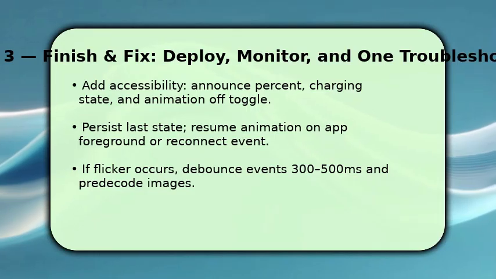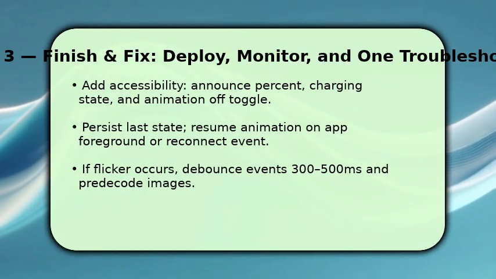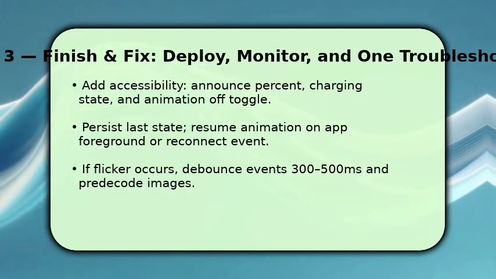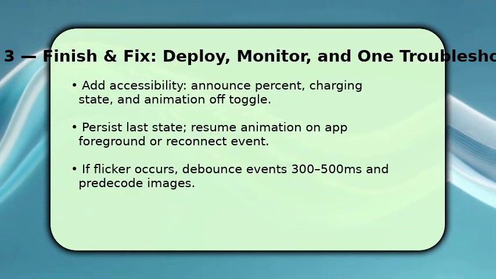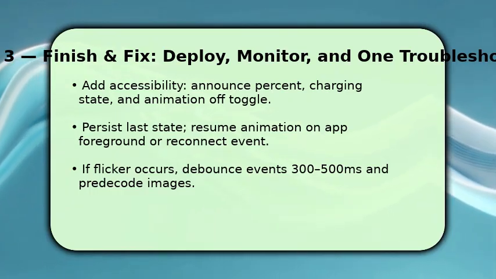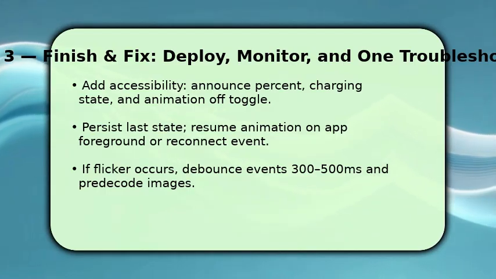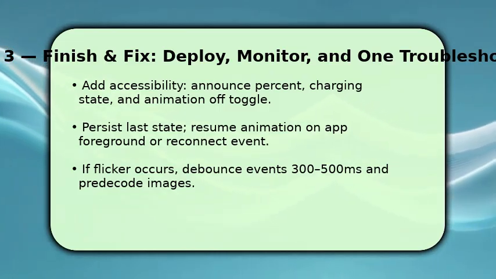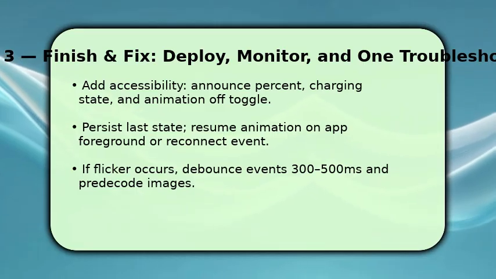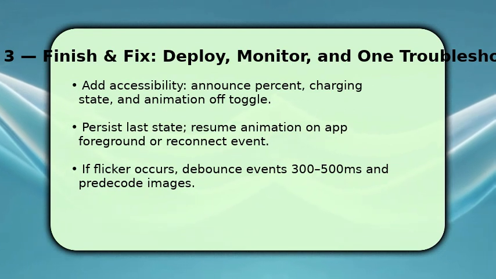Finish by adding accessibility cues. Announce the percent and charging state and provide an option to disable animation. Persist the last state so when the app returns to foreground or reconnects, you resume without a jump. If you see flicker or stutter, debounce incoming events for 300 to 500 ms and predecode or rasterize images at load time. This prevents rapid frame swaps. By doing these final optimizations, you ensure the animation is smooth, accessible, and robust.